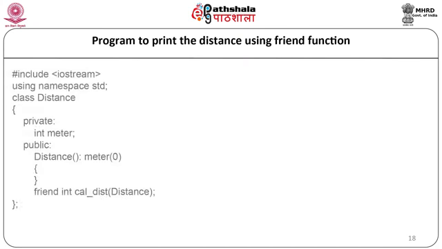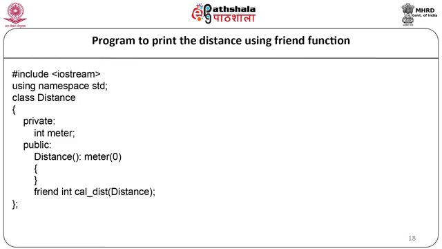Now let us see a simple program to print the distance using the friend function. We will start with the program: #include <iostream>, using namespace std. Now here we are going to declare the class Distance. Inside this we will have one data member as private integer meter. In the public section we will have first the constructor Distance. Here we are going to assign the value 0 to meter and our constructor will end.